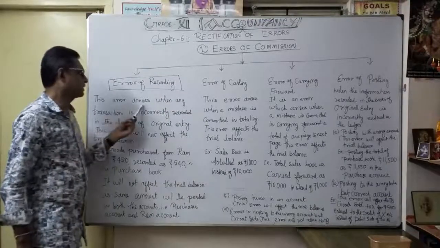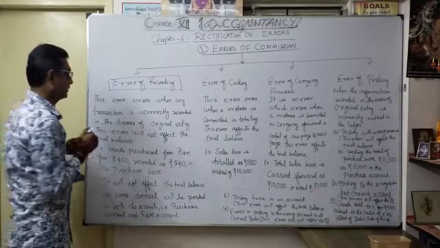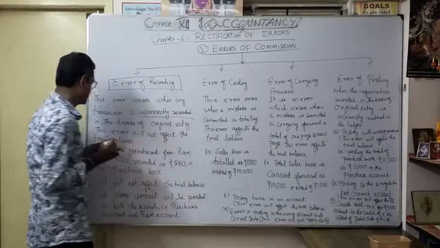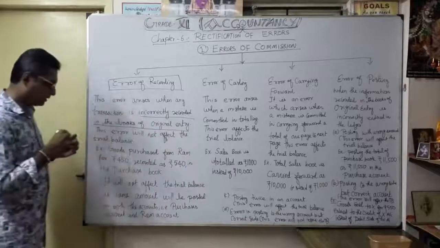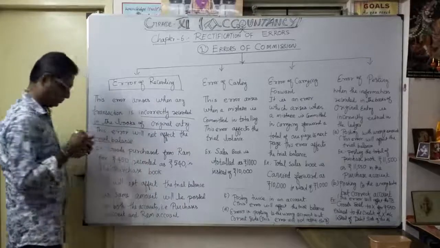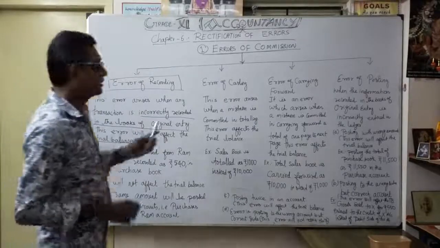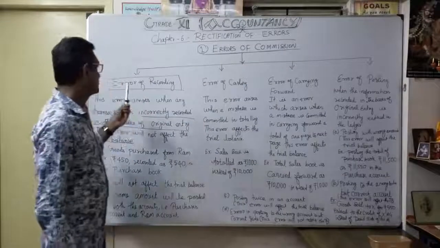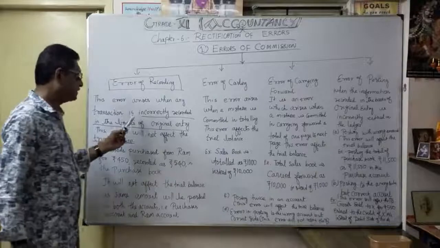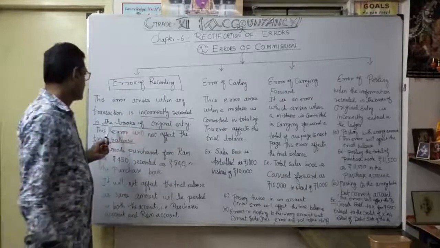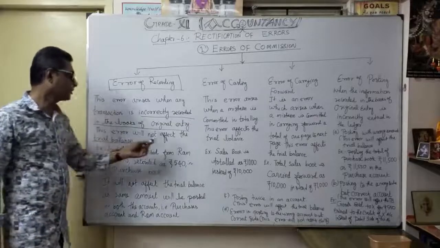See, this error arises when any transaction is incorrectly recorded in the books of original entry. This error will not affect the trial balance. How? Now we see. That's the first one under error of commission: error of recording. This error arises when any transaction is incorrectly recorded in the books of original entry. Naturally, they said this error will not affect the trial balance.